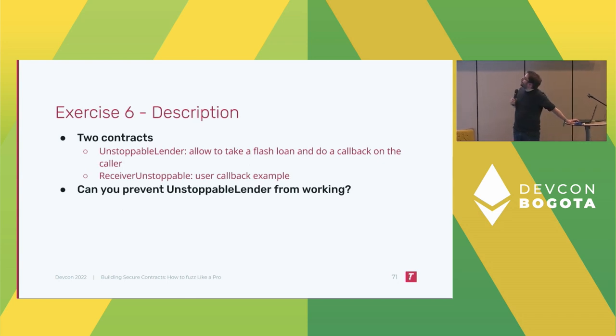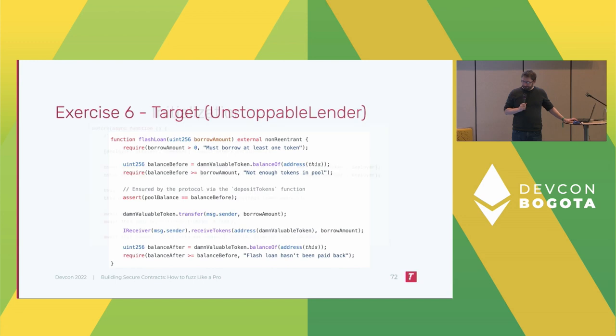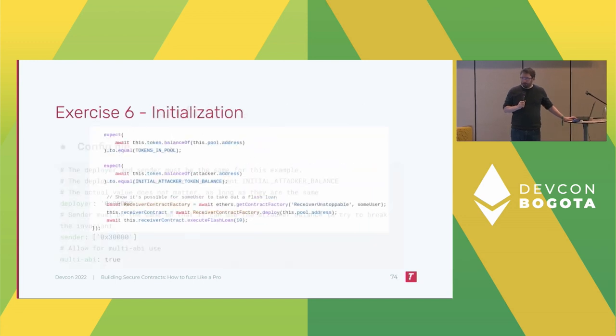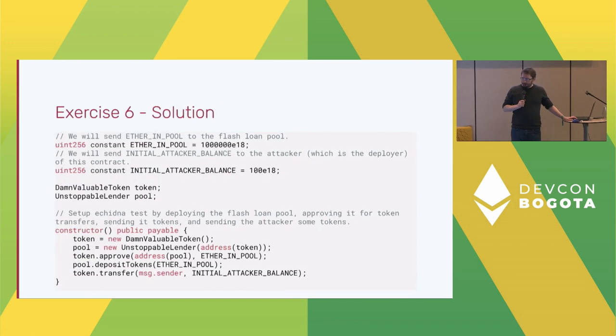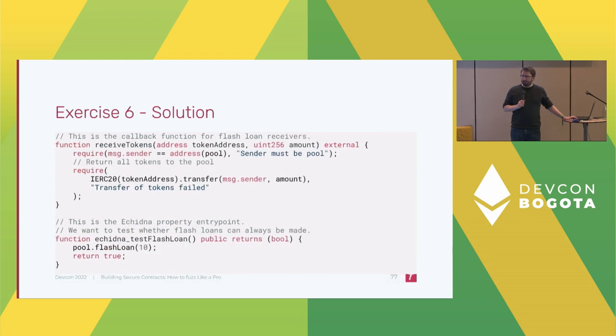Yeah. We had a second exercise on the vulnerable DeFi, but we are running out of time. The idea was the same. We are defining an initialization, which was a bit more complex. And if you go through this exercise, something a bit more specific is that there is a callback from the contract to the caller. So in the Echidna test, you need to also implement the callback for the flash loan.